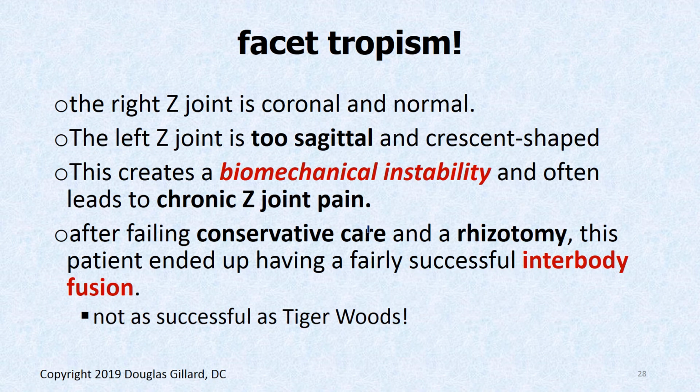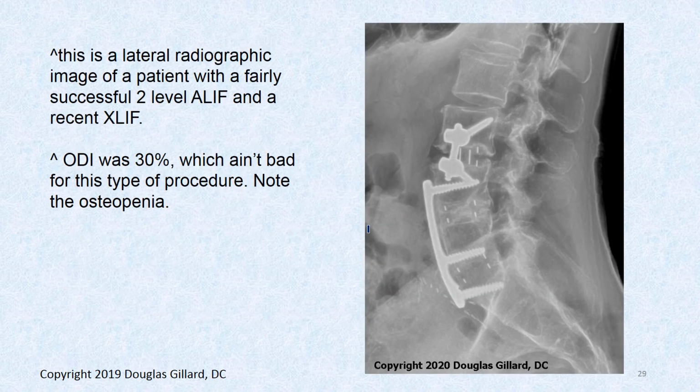All right. Here is, who is this? This is this year. I can't remember what patient this is. This is a lateral radiograph patient with a fairly successful two-level A-lift. That's the Tiger Woods surgery. You can see this is an A-lift procedure where they fused him here. And then he's had one of these new X-lift.